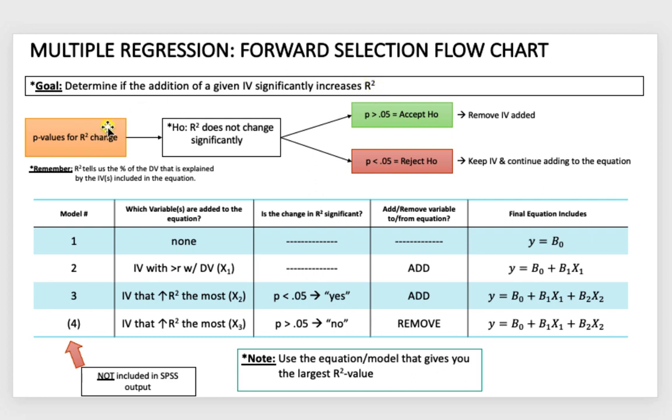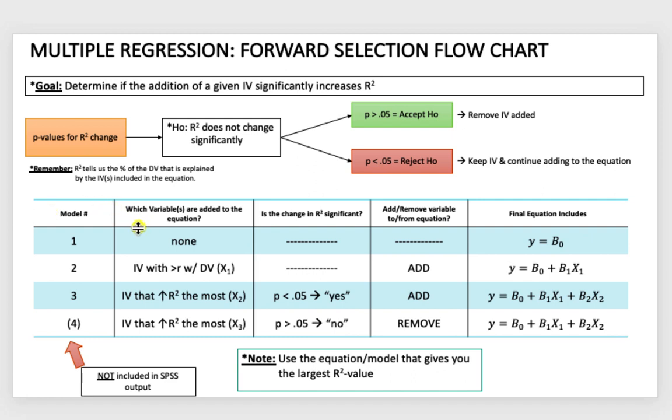But we want to see if R-squared is increased significantly. So in a forward selection method, we start with no variables in the regression. So that's kind of like a pseudo model 1, if you will. This one never shows up in, well, I won't say never, but it doesn't really show up in our output.